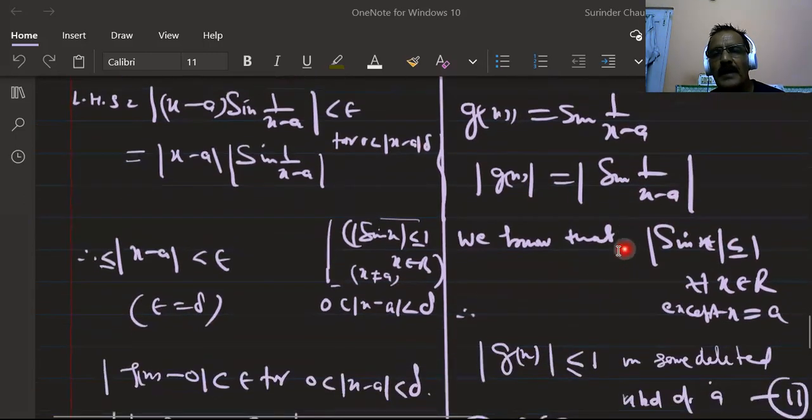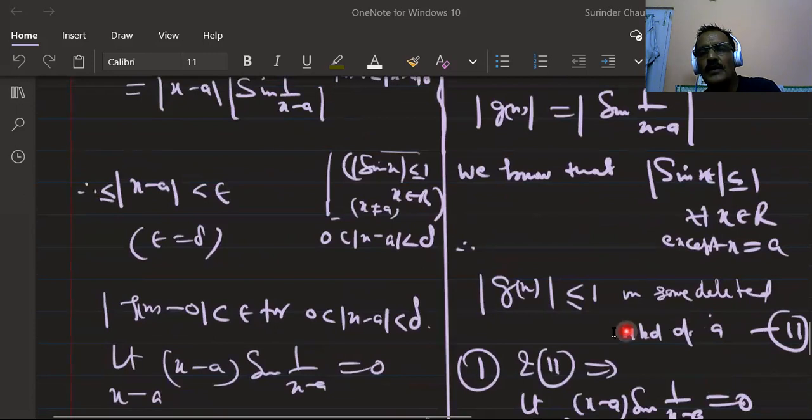So this implies that g(x), when we substitute the boundedness of sin x in the whole domain, will be bounded for all real numbers. If it is bounded for the set of real numbers, then it will be bounded in the deleted neighborhood of a, because the deleted neighborhood of a is a subset of the set of real numbers. So this implies |g(x)| is less than or equal to 1 in some deleted neighborhood of a.